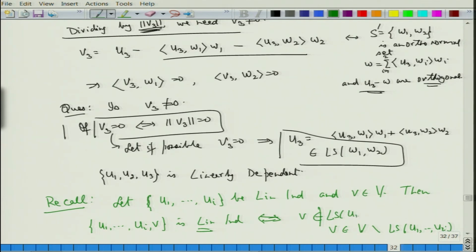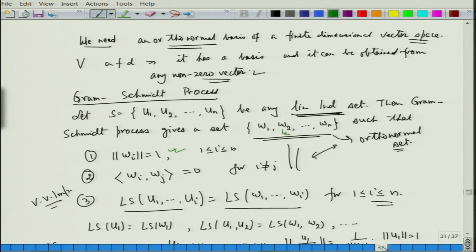So, u1 to ui. This is what our theorem was in linear independence dependence. This is what we are using at each stage. So, let us go back. The statement here is that this is a linearly independent set. Our set S is linearly independent. So, at no stage, linear independence implies that ui does not belong to the linear span of u1, u2 till ui minus 1 for i greater than or equal to 2.